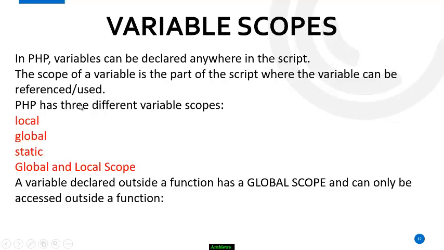PHP has three different variable scopes. We have the local variable scope, we have the global variable scope, we have the static variable scope. We have the global and local scope. A variable declared outside a function has a global scope and can only be accessed outside the function.